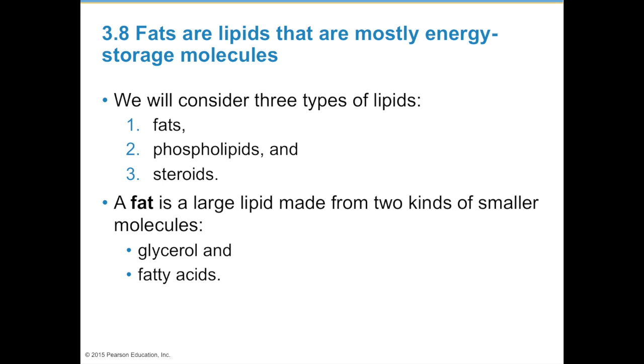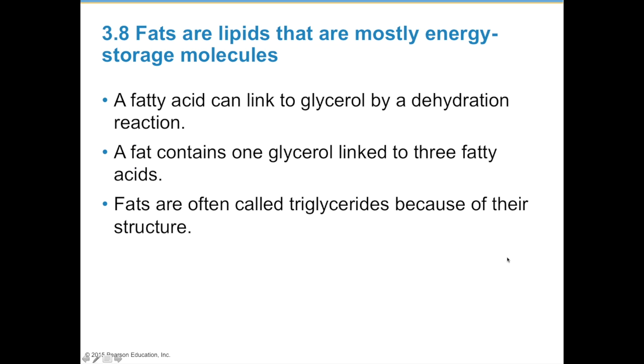A fat is a large lipid made from two kinds of smaller molecules, glycerol and fatty acids. Typically, it's going to be made up of a glycerol plus 3 fatty acids. A fatty acid can link to glycerol by a dehydration reaction. Fats contain 1 glycerol and 3 fatty acids. Fats are often called triglycerides.